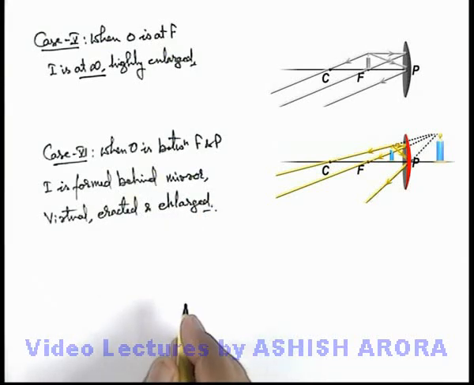In the next section we'll talk about the mathematical relations and analysis of image formation, by which we'll find the exact location, nature and orientation of the image in various cases.